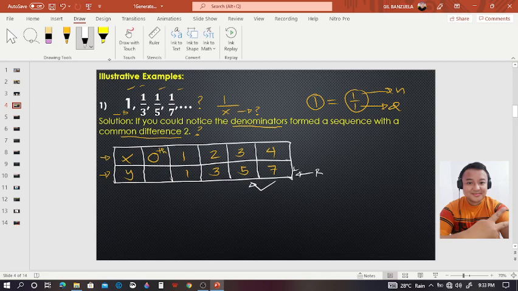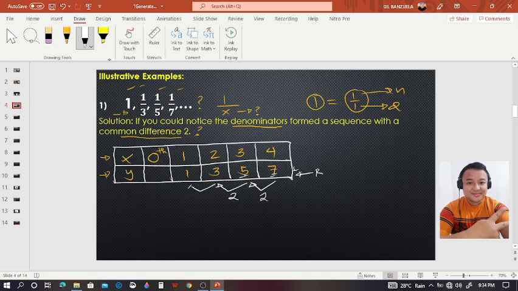Or pointing to the left tayo, and we are going to subtract. Alright? So, let's see. 7 minus 5 gives us 2. Then, susubukan natin if that is also true between 5 and 3. So, 5 minus 3, again, that gives us 2 pa rin.